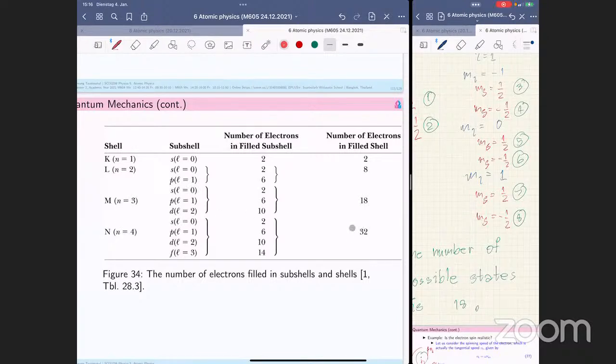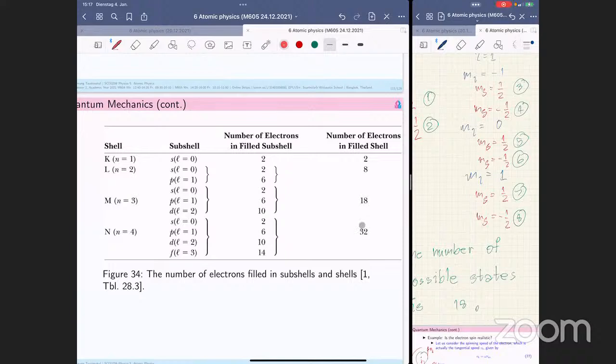And when n is equal to 4, what else do you think then? Yeah, it's going to be 32, right? 32. What do you think then when n is equal to 5? KLMNO, okay? The O case, when the shell symbol is O. How many possible electron orbits could we have in this scenario when n is equal to 5? What do you think?